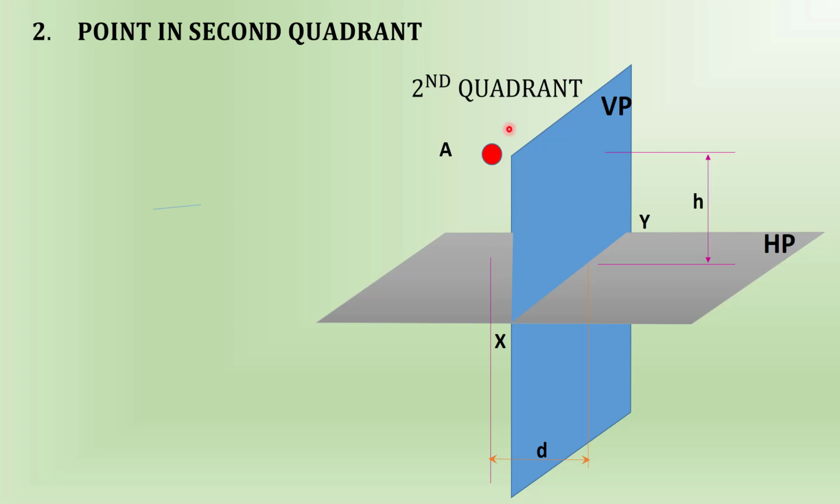Now, how will you obtain the elevation and the plan? Here also you need to look at the object from this point. We will assume the vertical plane is transparent. So when you look from the front, this point appears to lie on the vertical plane somewhere here. This denotes the elevation of this point, which will be at a distance of h from the horizontal plane. Now, where will you get the plan?